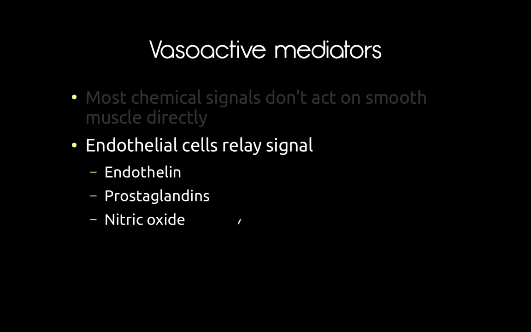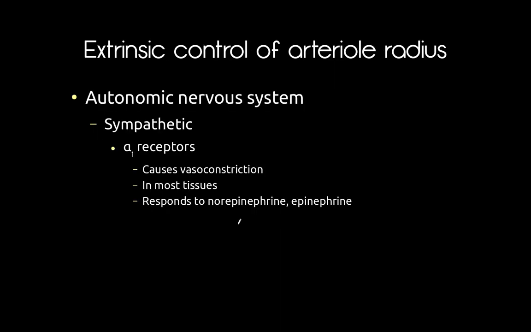We also have extrinsic control of the arterial radius as well, and this is generally when we don't want a local sort of response, but we want a global response, a global sort of shift. And this is happening via the autonomic nervous system. So the sympathetic nervous system will innervate arterioles, and there are alpha-1 receptors in the smooth muscle of the arterioles. When you get sympathetic input and reception by these receptors, it is going to tend to cause vasoconstriction by alpha-1 receptors. And this happens in most tissues.